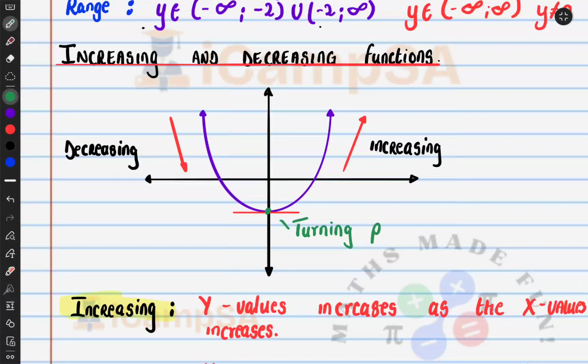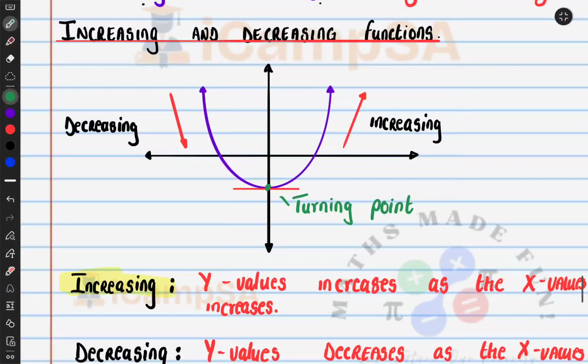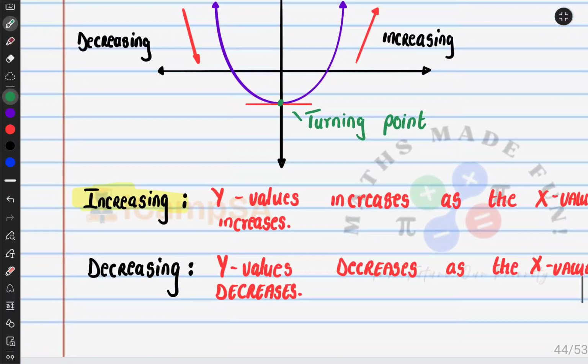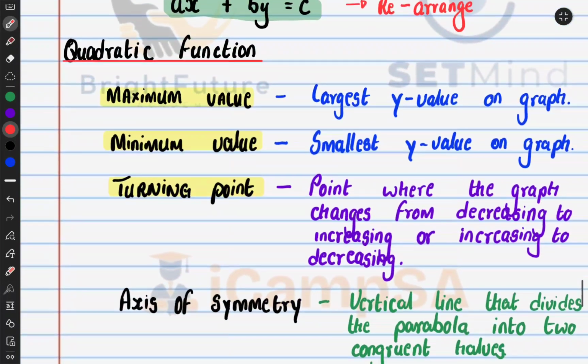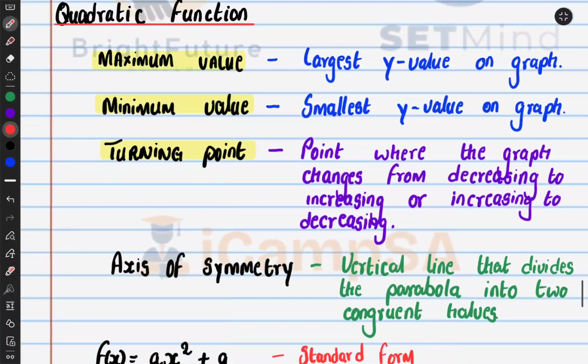Sometimes it is also called a stationary point, because the gradient is not changing there, it's just flat. So exactly at that point where the graph changes from decreasing to increasing is our turning point. The turning point can also be a maximum value if the function was facing down like that, and that is the turning point.